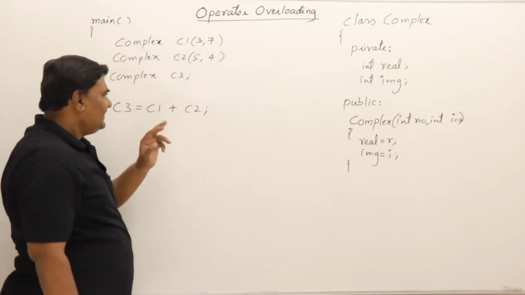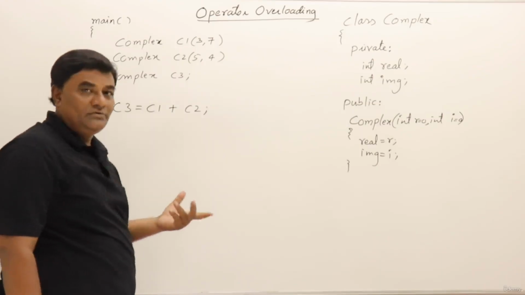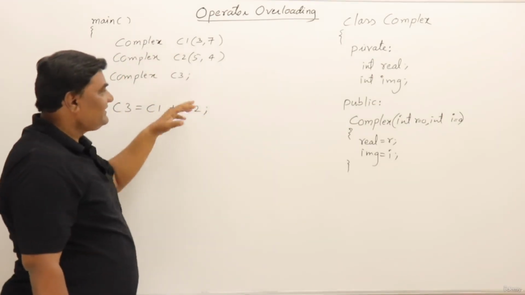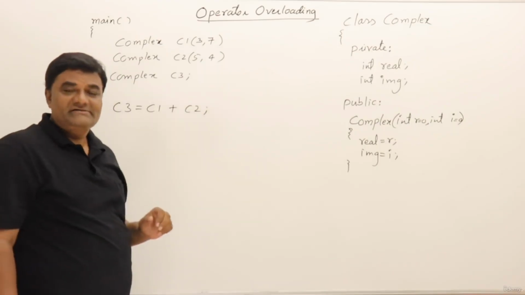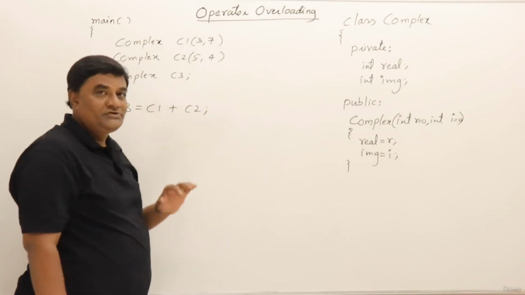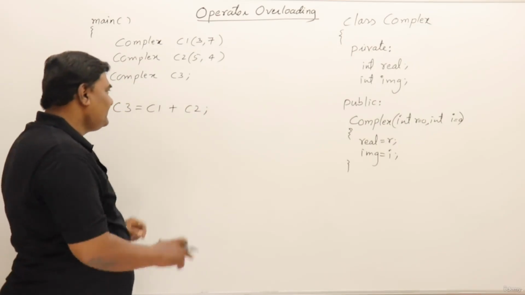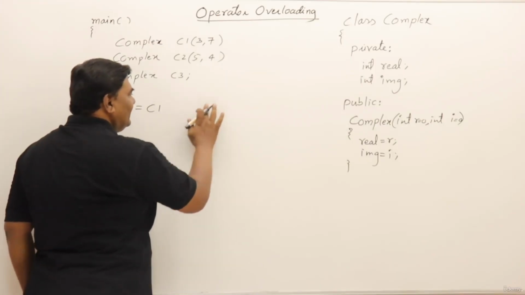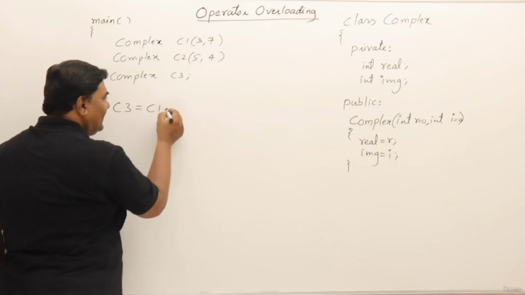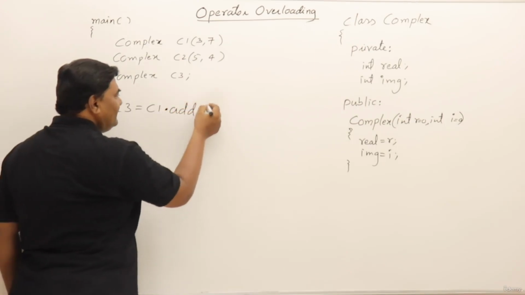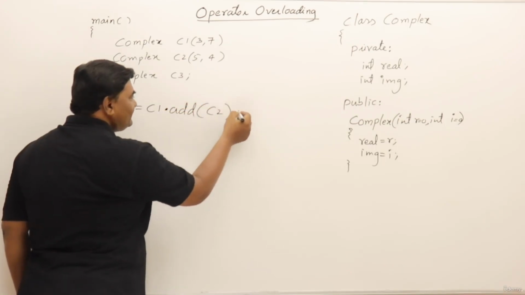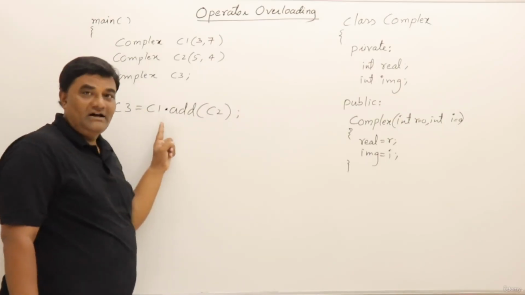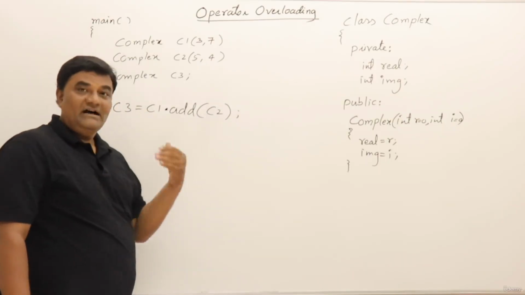Now the question is, addition should be done, but who will do this addition? C1 is an object of the complex class, C2, C3, all are objects of the complex class. Now this addition, who should do it? So instead of writing plus, I will make a change here. Instead of saying plus, I will say C1 dot add, there is a function add, which will take C2 as a parameter. So who is going to add them? C1 is going to add.